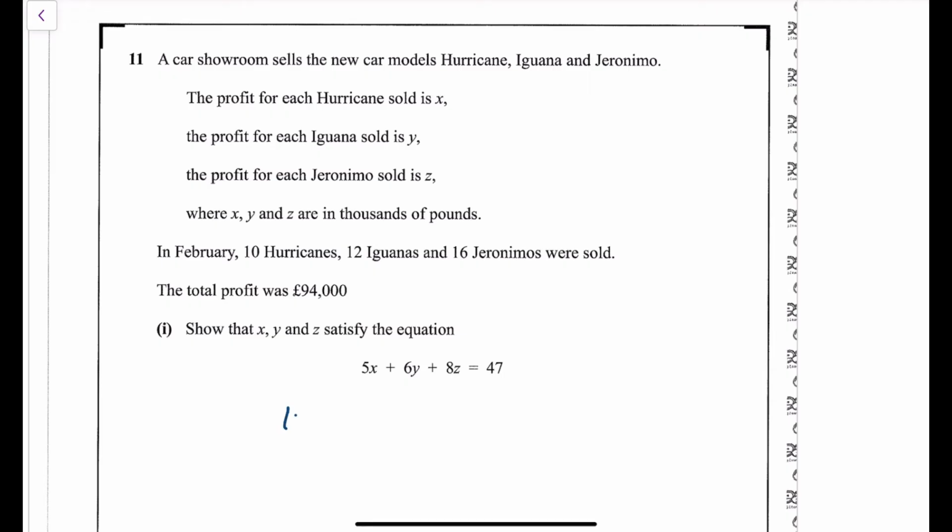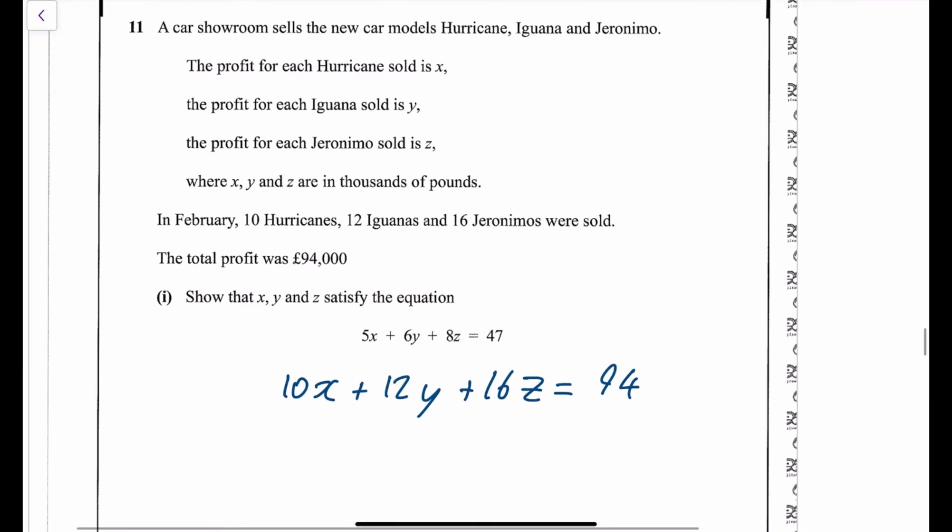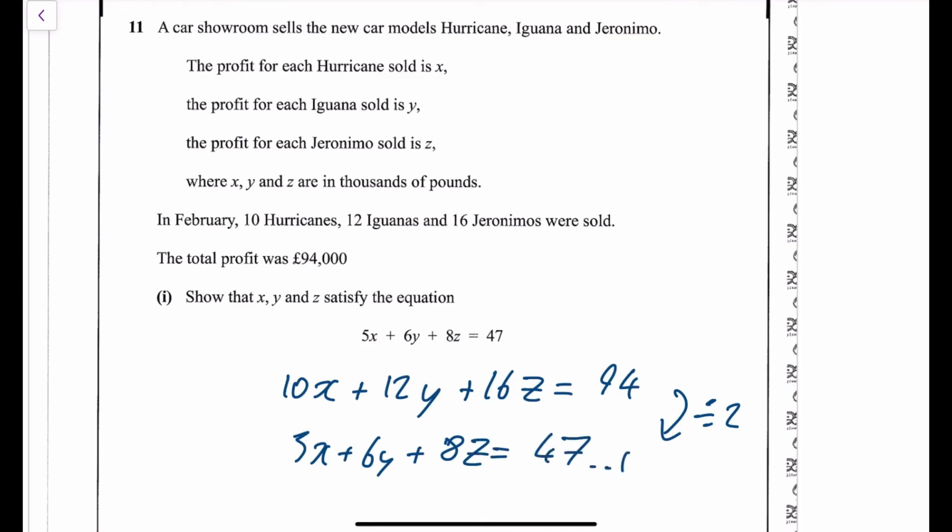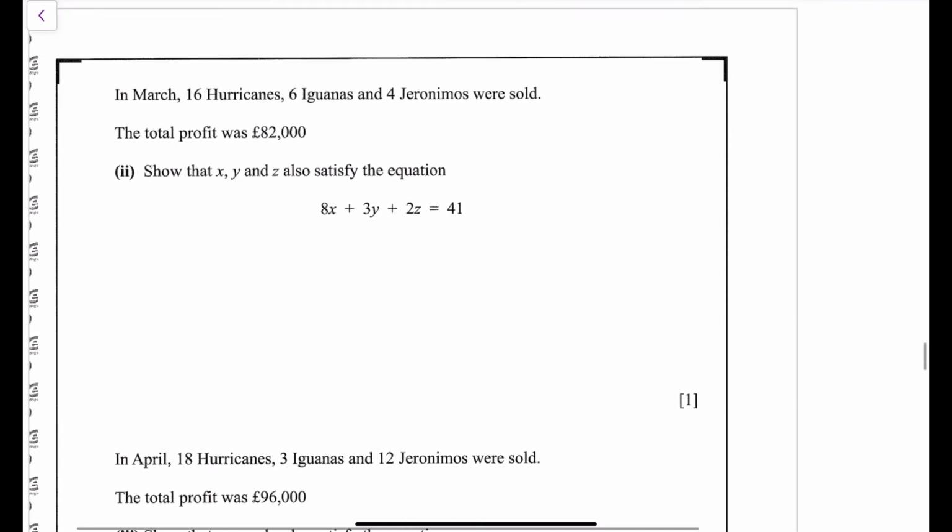So you had 10 lots of X, 12 lots of Y, and 16 lots of Z, and that would give you 94,000. Remember, X, Y and Z are in thousands. All you do, and these are very easy, is divide through by 2, and you get 5x plus 6y plus 8z is equal to 47. And that was your equation 1 that we're looking for. Very easy for the next one as well.